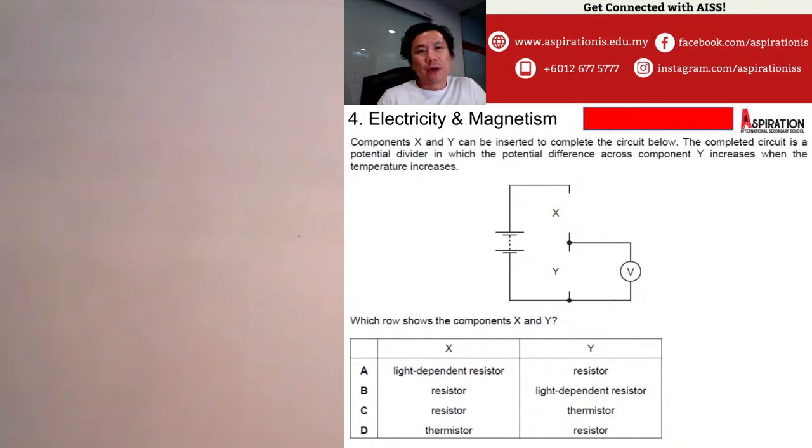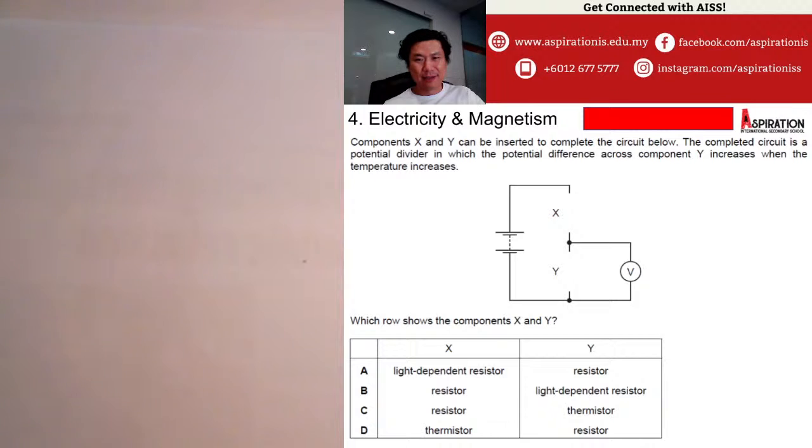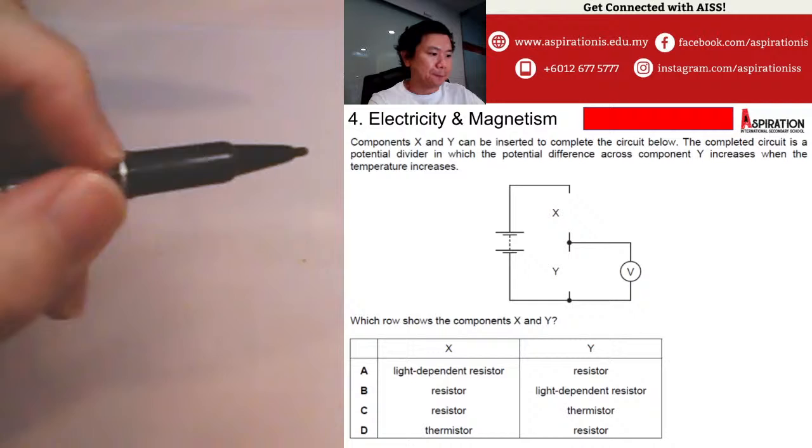Now, year 10s who are with us, if you can follow up to this point, you can more or less feel that your completion of the syllabus is at hand. All right, so exciting times, exciting times. Again, another potential divider question. When they changed the syllabus in 2016, more and more spotlight is given to potential dividers.